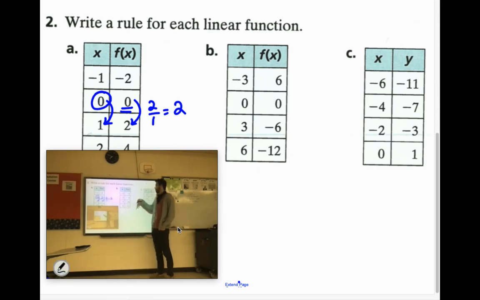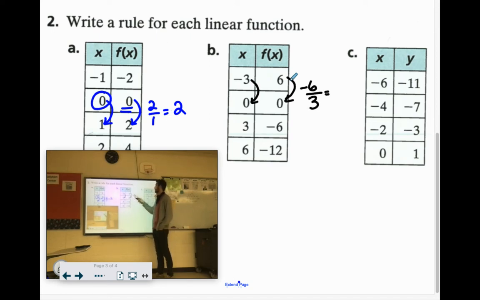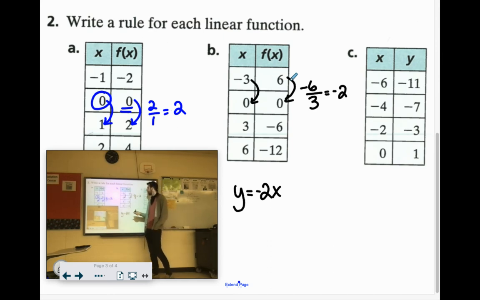On this one, again, we choose any set. This one went from 6 to 0, so it went down 6, as this one went from -3 to 0, which is up 3. -6 divided by 3 is -2. So we can start with y equals -2x. We pick a set, we plug them in. If we pick 0 to put in for x, -2 times 0 is 0. And we need to end up at 0. So we don't need to do anything to it.